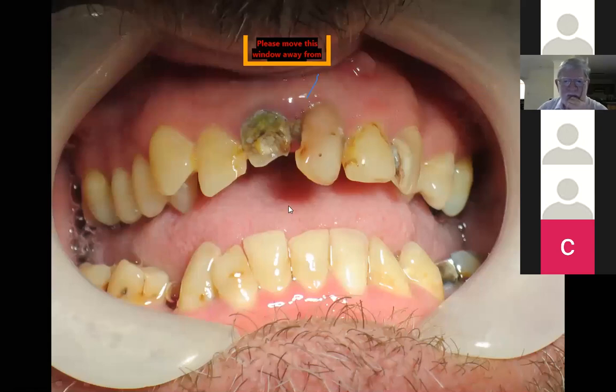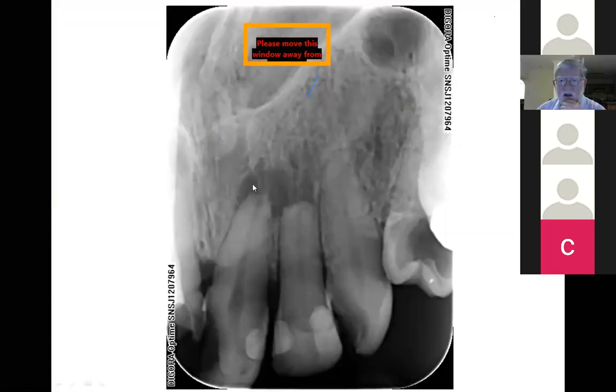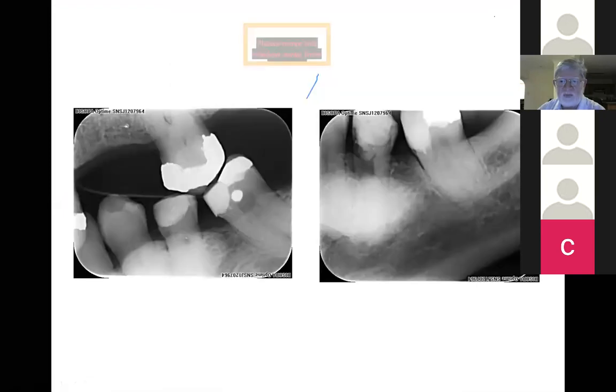Okay, so nice case. And what you're going to see here is, again, aggressive lesion starting to resorb and dissolve away the apex of the 2, resorption of the apex of the 1. So quite aggressive lesion. Okay, 2 big things here. What are we seeing?